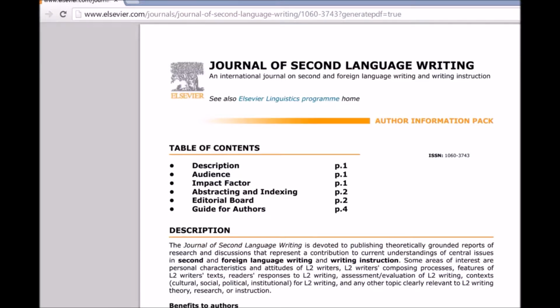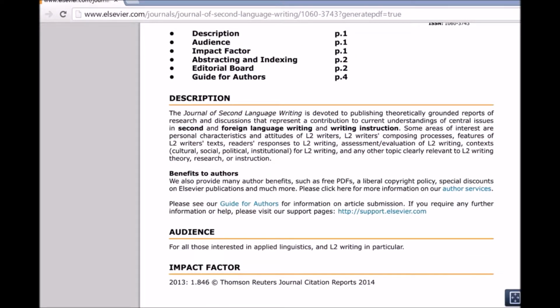Now I want to look at the guidelines, and again, remember, everyone should have a copy of the guidelines. Some of them we've talked about in tutorial this week are more specific than other ones. This journal is published by a large publishing firm, Elsevier, so they tend to have very specific guidelines. It gives you a description of the journal. What are the topics that you normally look at? Some areas of interest are the characteristics of L2 writers, L2 composing, features of L2 text, readers and responses, assessment, and a variety of different topics.